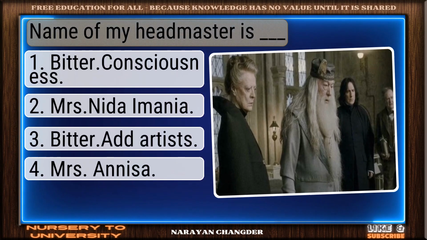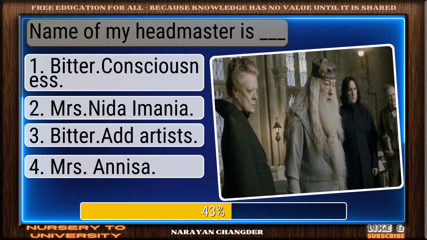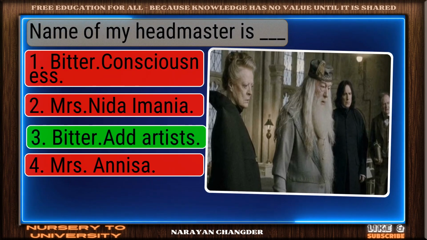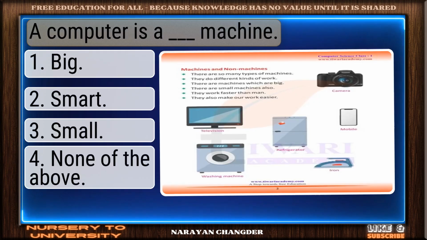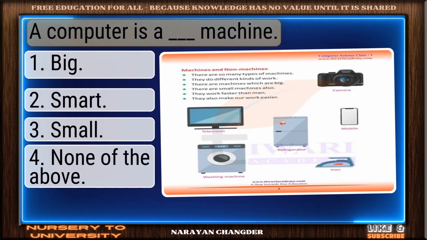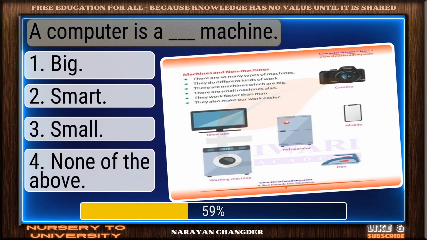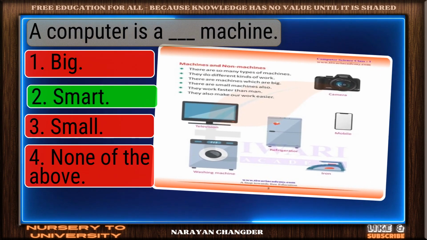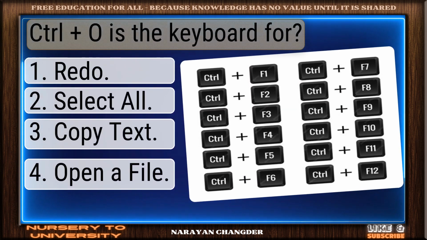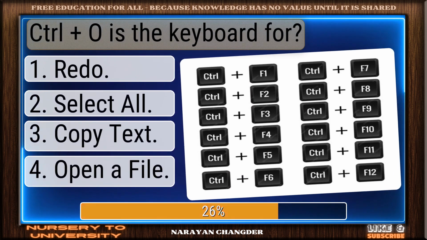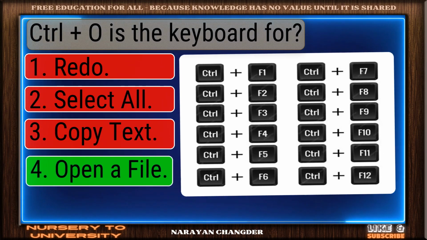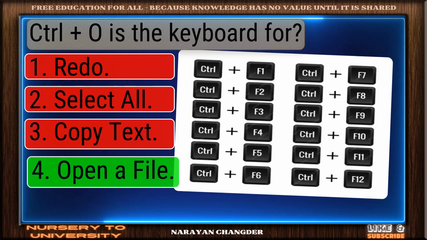Name of my headmaster is dash. Great thinking. Add artists is the right choice. A computer is a dash machine. Smart pick. Smart is the correct choice. Ctrl plus O is the keyboard shortcut for. Smart move. Open a file is an accurate answer.